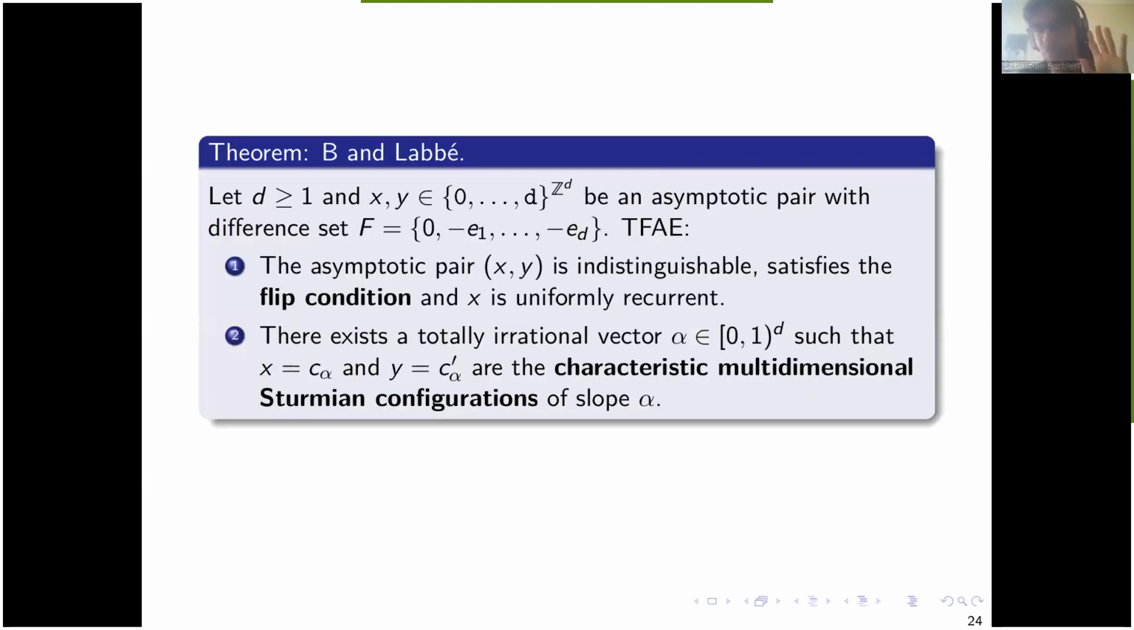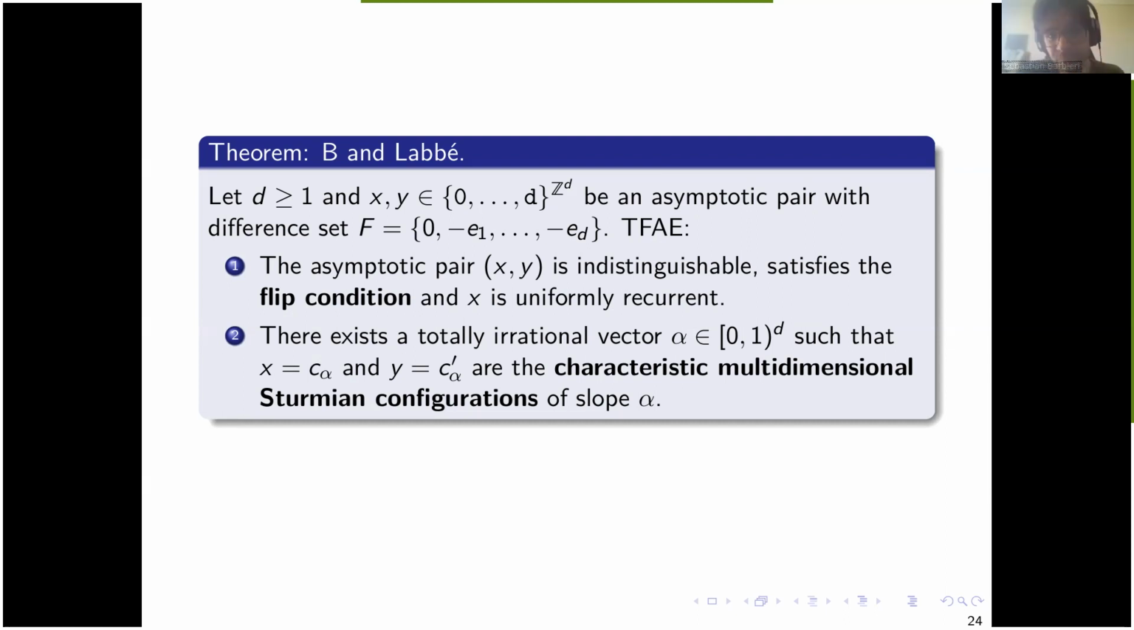So let me first tell you what the theorem is going to be, and then I'm going to define the terms. I'm going to take D bigger or equal than 1. I'm going to take an asymptotic pair with D plus 1 symbols, so the dimension of the space plus 1. And my difference set is going to be, before I took 0 and minus 1, now I'm going to take 0 and minus all the canonical vectors of Z to the D. So say in Z square, I'm going to take 0, the position to the left and the position below. And here I have the characterization I'm going to show.